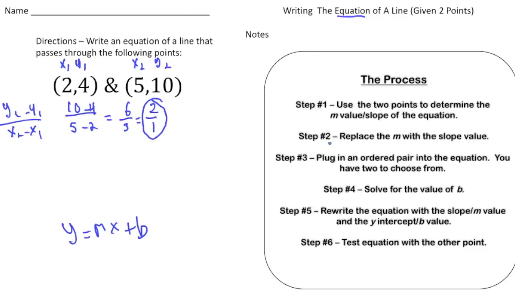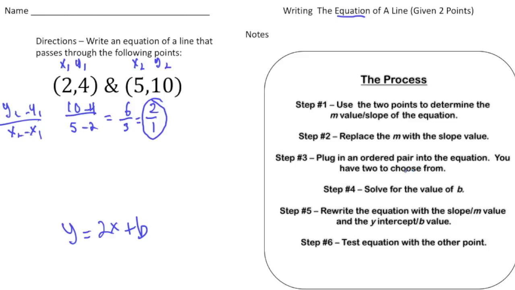Step number 2, we need to replace the m with the slope value. So I'm going to replace this m right here. Actually, I'm going to erase it with a 3. Excuse me, a 2. So 2. Step number 3, we're going to plug in an ordered pair into the equation. You have 2 to choose from.